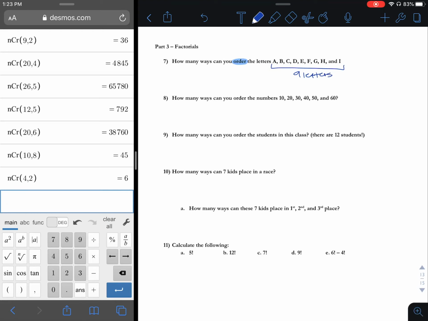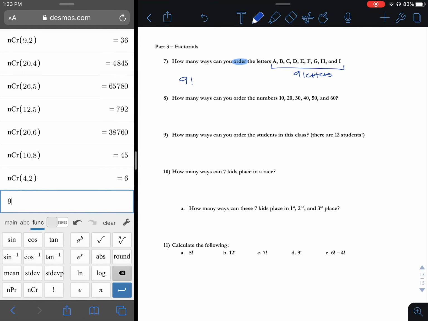Okay, well, I want to know how many ways I can order it? Well, this is actually 9 factorial. And yes, that is an exclamation point, but that is a math exclamation point, which just means factorial. So in my calculator I'm putting in 9. Again, go back to that function. Right next to the n choose r is a little exclamation point. That's what I want.